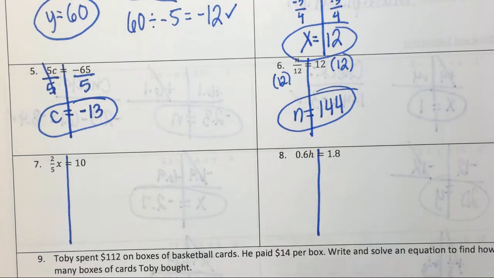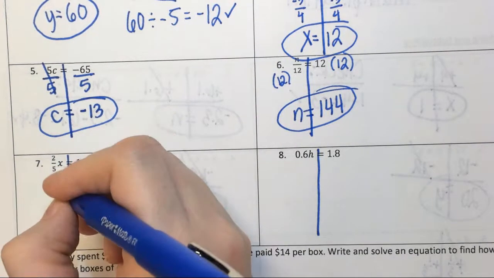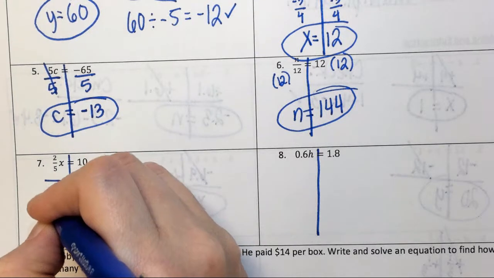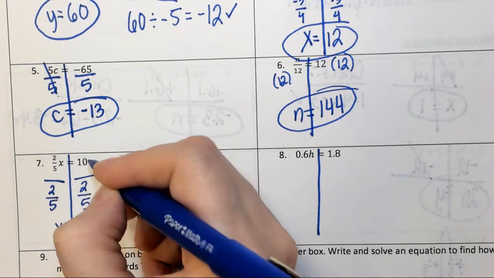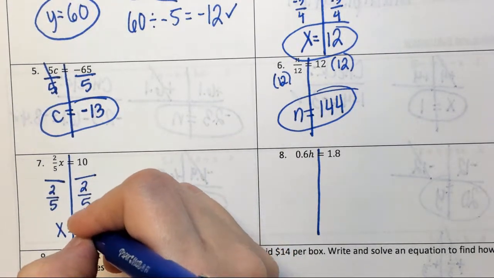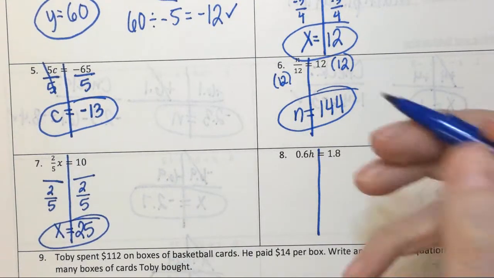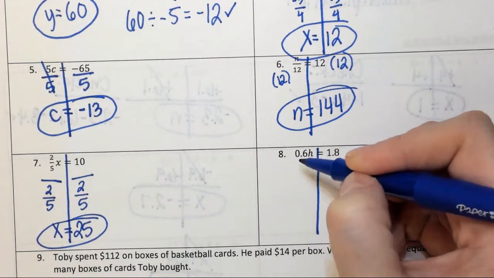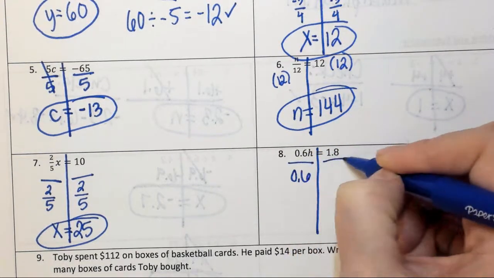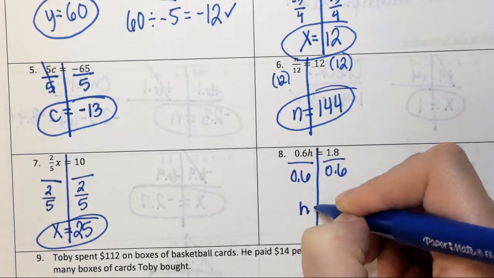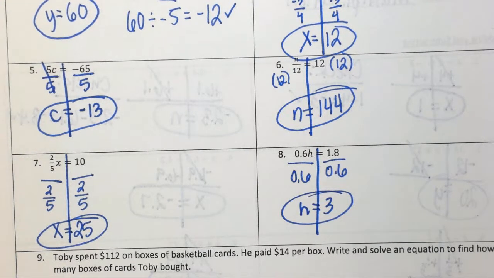Number 7. This is 2/5 times x. So the opposite of multiplying is divide by 2/5. So 10 divided by 2/5 is 25. Good. And the last one. This is 0.6 times h. The opposite of multiplying is dividing. So h is equal to 3. Just 3.